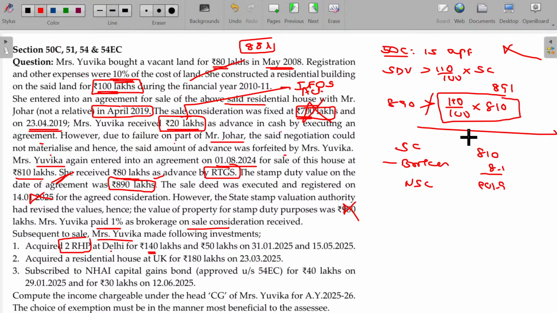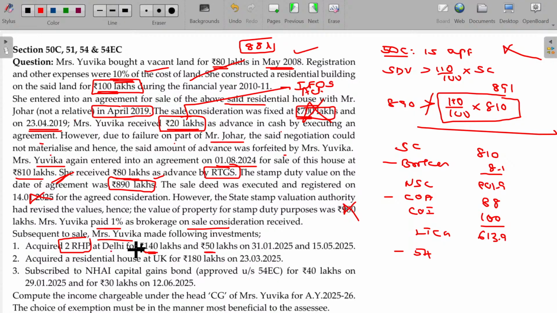Now, if I don't opt for indexation, I can simply subtract the cost of acquisition and cost of improvement. Cost of acquisition being 88 lakhs, cost of improvement being 100 lakhs. If I subtract these two, what is the final value? Long-term capital gain 613.90, minus 54 deduction. As the capital gain is almost 6 crores, you will be eligible for only 1 house property to be deducted.